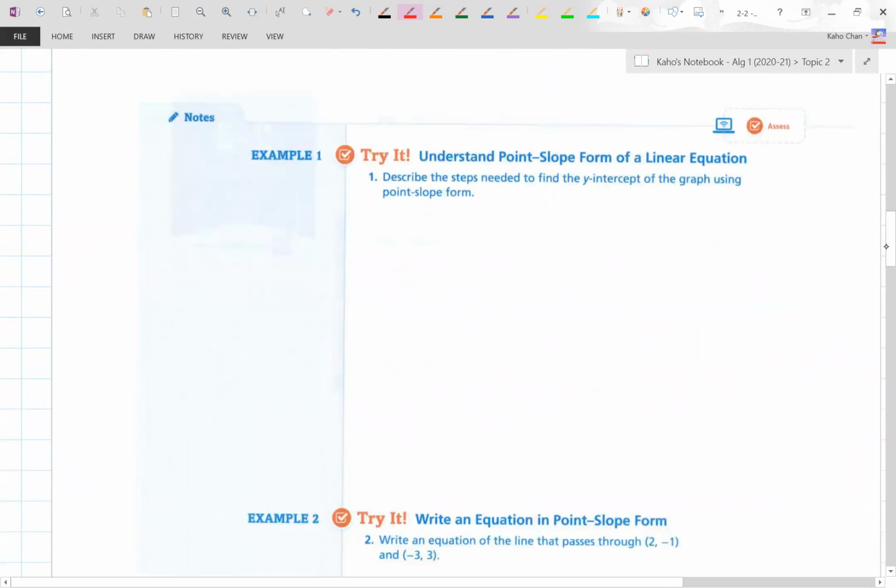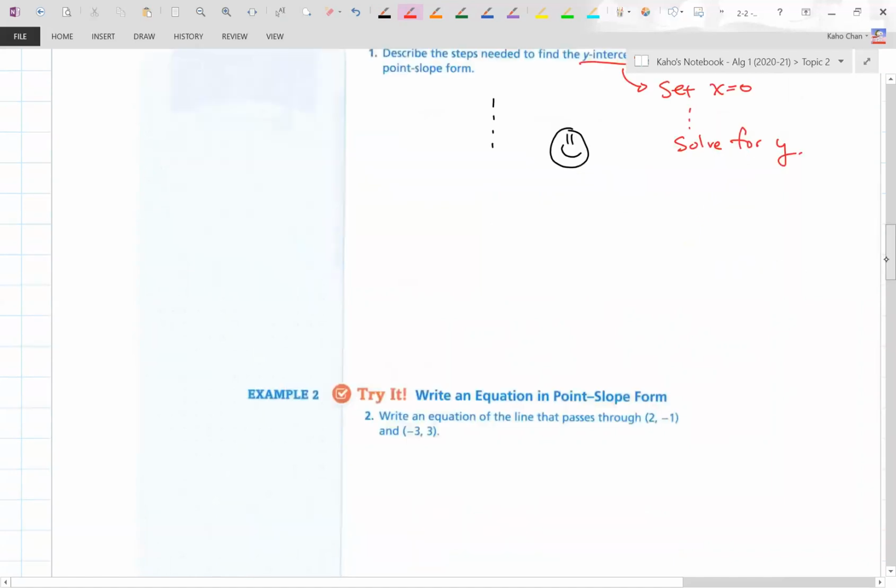I'm going to skip number 1 here. We kind of did it already: describe the steps needed to find the y-intercept of the graph using the point slope form. Just keep in mind that the y-intercept is where x equals 0. From there you solve for y. All right, it's not too bad. Let's move on to example 2.